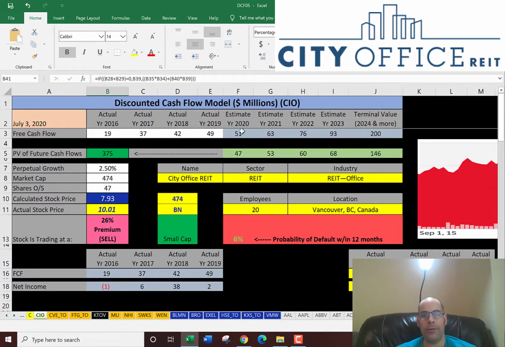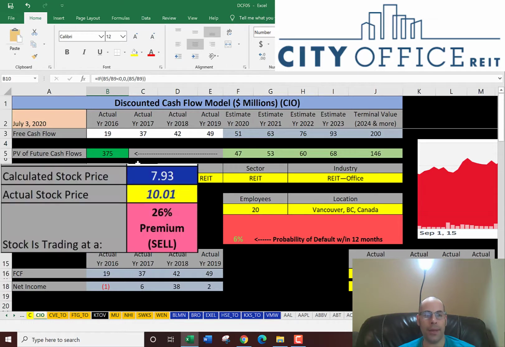So we estimated 4 years of future free cash flows, and that estimation is based off of the financials we input earlier. We also estimated a terminal value, which is all years past year 4. We discounted those numbers back to today's dollar amounts, and we get a value of the company of $375 million. We divide that number by 47 million shares, and we get an intrinsic stock price of $7.93. They're trading at $10, a 26% premium, so it's a sell according to the model.